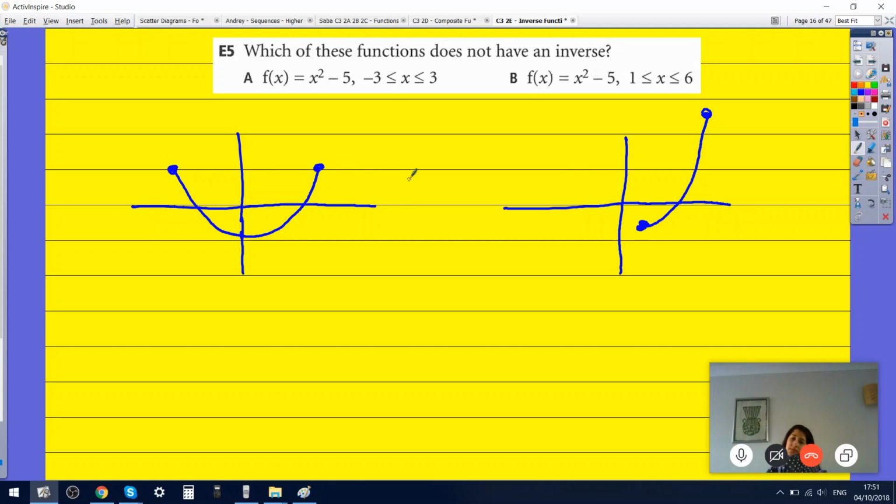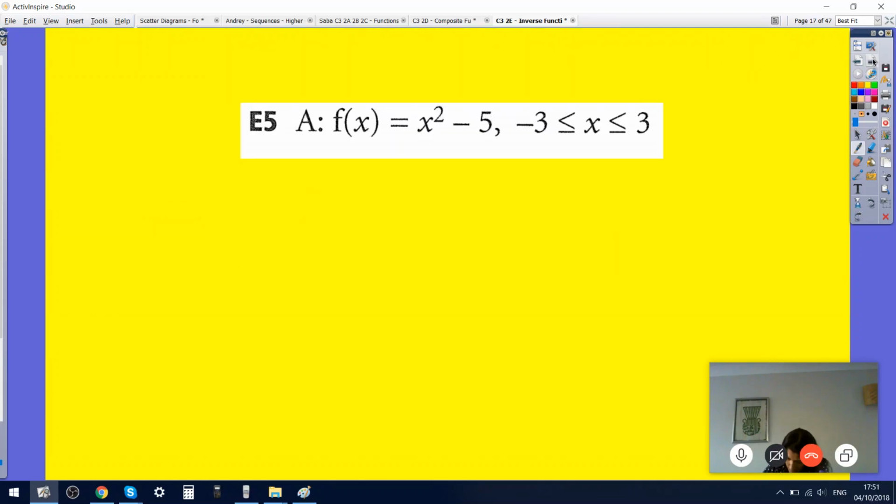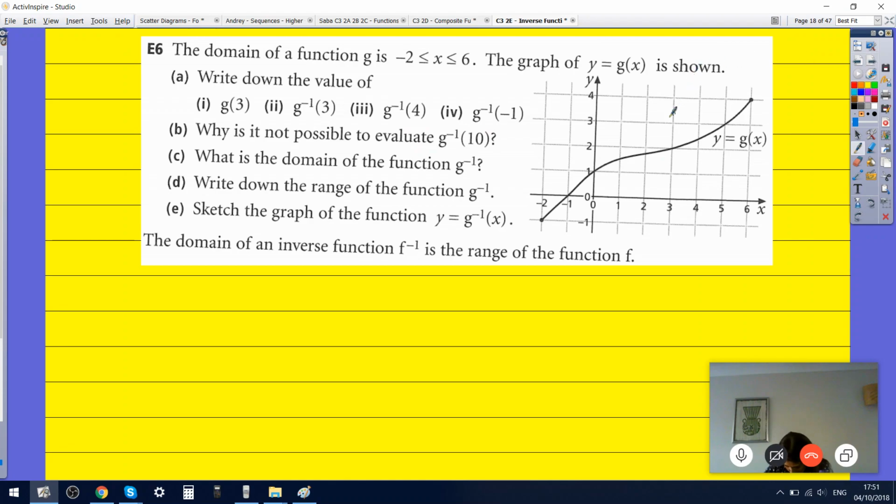So which will have an inverse? B. Why is that? Because it's not many-to-one. Correct. There's no y coordinate that repeats, so this will be one-to-one. The other one will be many-to-one. When you put in 3, you'll get the same answer as when you put in minus 3. Because it's many-to-one, you won't have an inverse function.